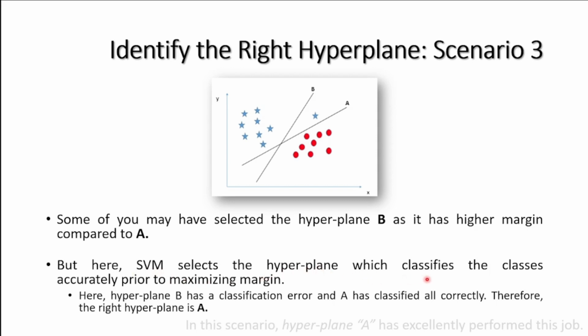But here SVM selects the hyperplane which classifies the classes accurately prior to maximizing the margin. B has a classification error because it has incorrect data classified as A. That's the reason why A is better to be selected for getting excellent accuracy in SVM performance.